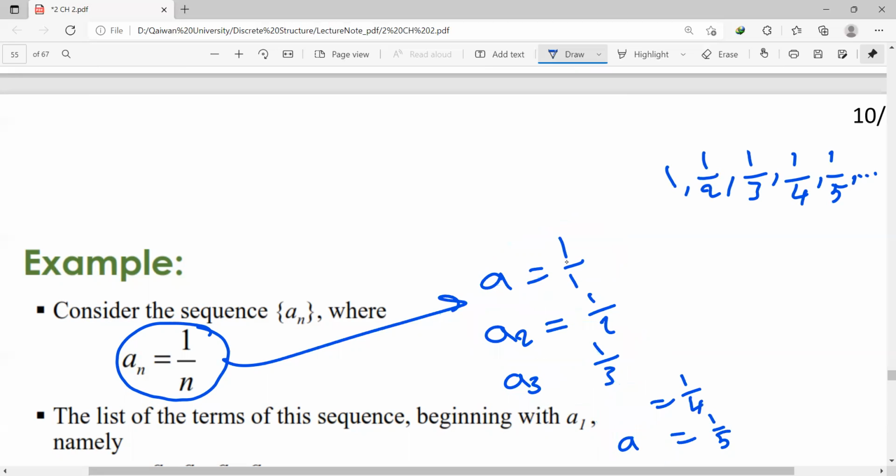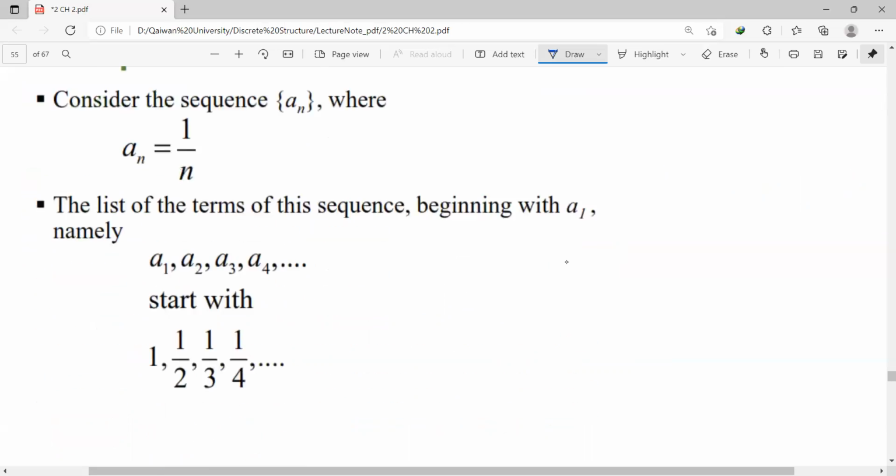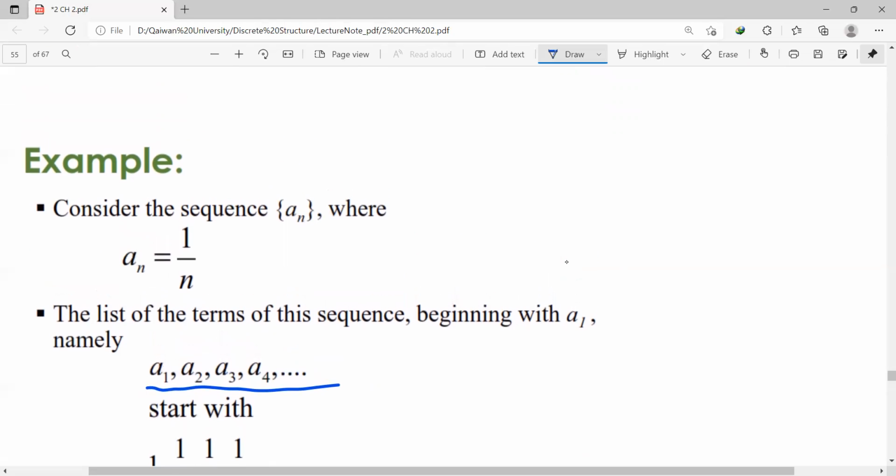Look, the sequence begins with A1. A1 is 1 because here we replace n by 1 and we get 1 over 1, which is 1. If this is 1, we must replace n by 1. If this is 2, we replace n by 2 also. If this is 3, we replace n by 3. Okay, and so on. This is A1, A2, A3, and A4, and so on. It's 1, 1/2, 1/3, 1/4, and so on. That's what you found.